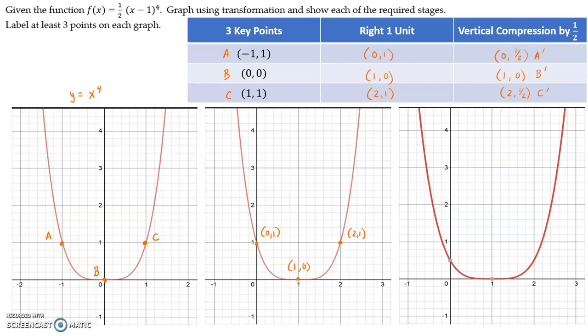And then after our second transformation, which was that vertical compression by the factor of 1/2, we multiplied those y values by 1/2. And you'll see our new points here. We've got A prime, which was the point 0, 1/2. B prime, which was the point 1, 0. And C prime, which was the point 2, 1/2. And we can use those new points, once they're plotted, to graph the function after all those transformations have been applied.